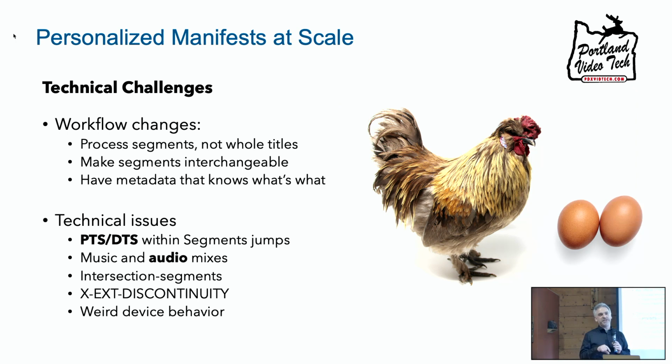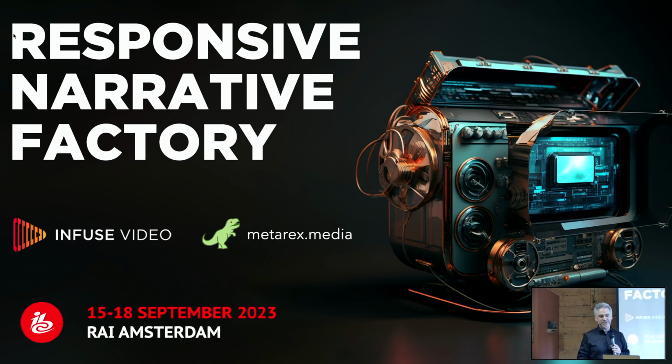Intersection segments are also a problem. If I just swap out a scene, but that scene and the previous scene are in one segment, I need to have multiple versions of that segment that also contains the previous scene. Depending on how you deal with your metadata on the back end, that could be complicated. Discontinuities don't help. That's one of the things we saw. We just tried to insert discontinuities. Clients don't seem to care too much, and weird device behavior is still a thing.